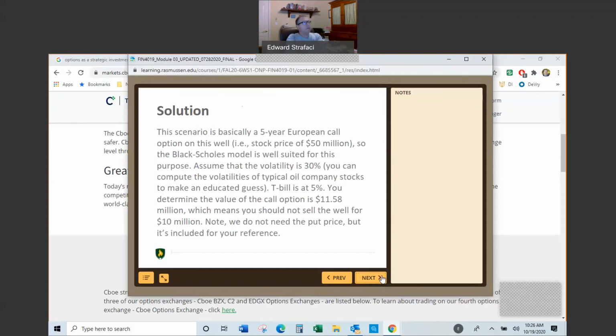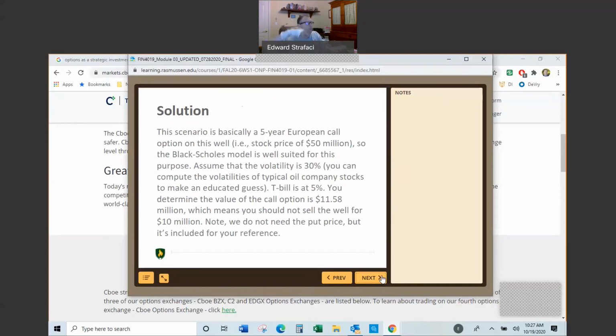So the scenario is based on a 5-year European call option, because that's what this is. A European call option is an option that doesn't pay until the very end and doesn't pay a dividend. This doesn't pay dividends, right? It's an oil well. Stock price is 50 million. The Black-Scholes model is well suited for this.